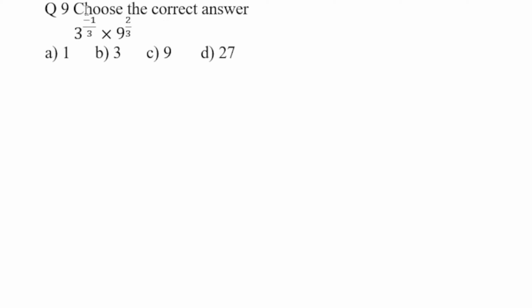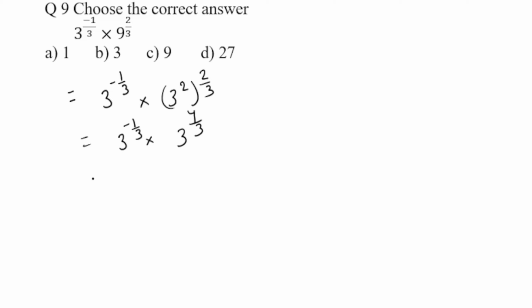Choose the correct answer. 3 to the power minus 1 by 3 multiply 9 to the power 2 by 3. Here you go, 3 to the power minus 1 by 3. In such types of questions, always try to make the same base. We can write 9 as 3 square to the power 2 by 3. 3 to the power minus 1 by 3 multiply. We have to use the power of exponent property. That means power is multiplied. 2 multiply 2, 4 divided by 3.